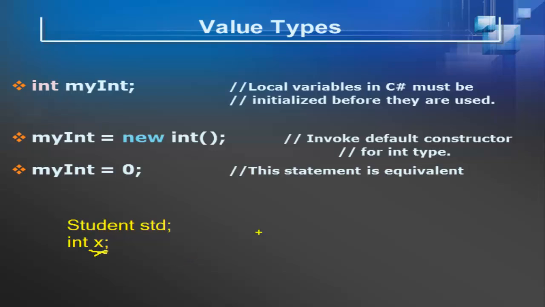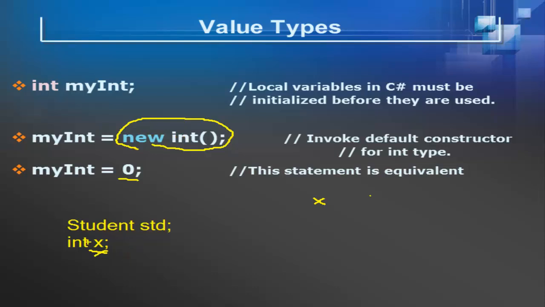X is not initialized. So you cannot directly use the value x before initializing it. The compiler will stop you from going ahead. So if you want to do something, you can say that int value is equal to 0, or exclusively, nobody does this, there is an option for initializing the int.